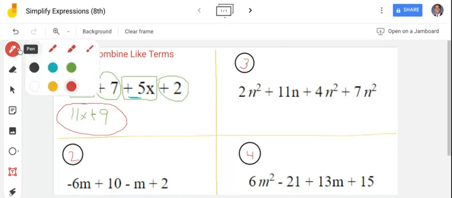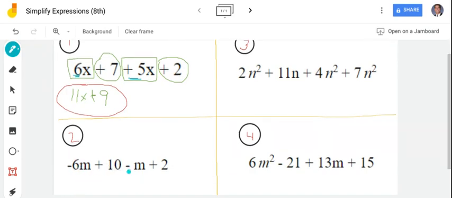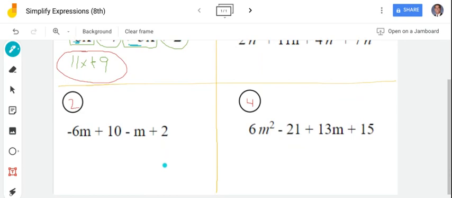Okay, let's go to example number 2. Example 2 down here, we have negative 6m plus 10 minus m plus 2. I'm looking for terms that are like. Well, I see the variable is m, and I have a negative 6m. I'm going to put that in a box. And here I have a negative m. Now, if I just put a box around the m, that's incorrect. I should not do that. You see that negative sign in front of the m? That negative sign right there needs to go inside the shape. That way you know this is not m, this is negative m.